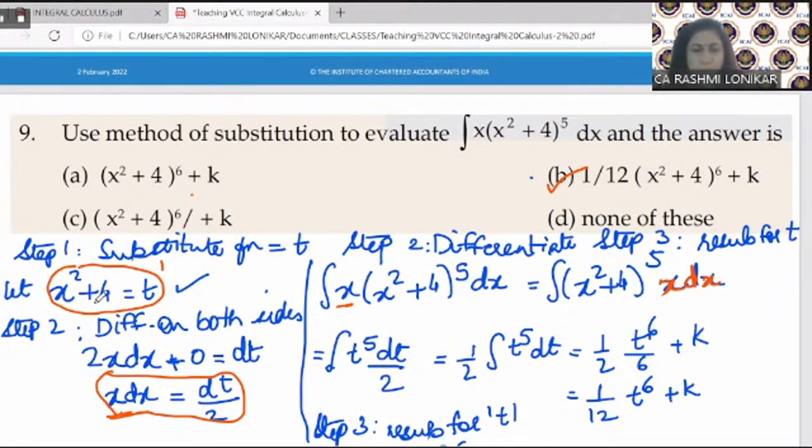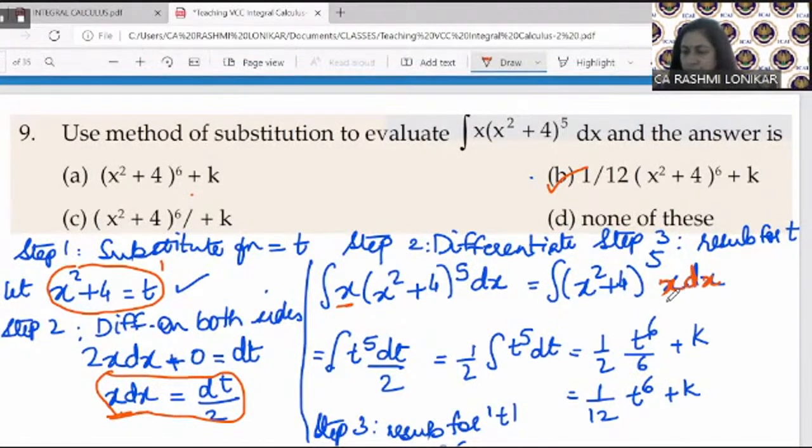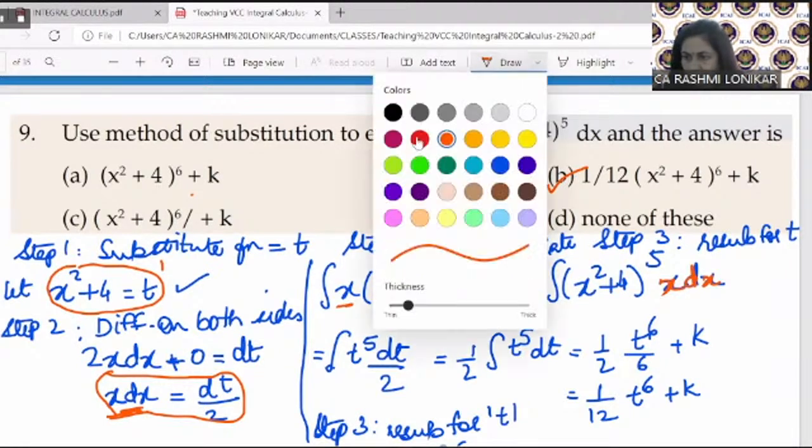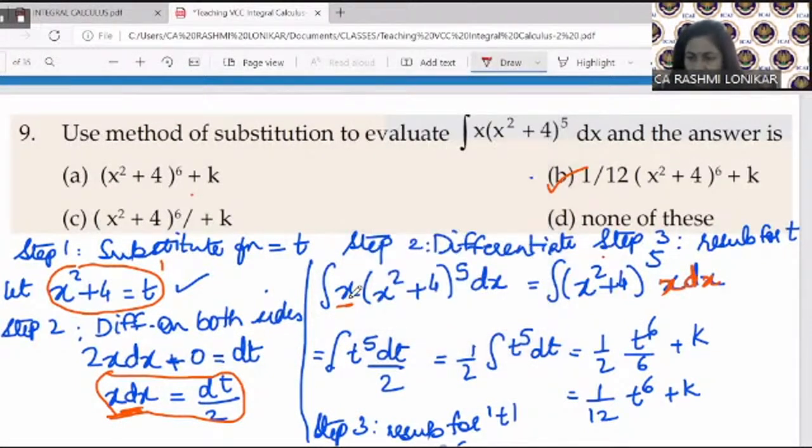Okay, so what have we done here? We have put in x square plus 4 as t, then we differentiated it, then we will put in instead of x, okay, we need what? x dx here. We need x dx. So what do we have in the function? We have x. You can see x here and dx here. So we first wrote x square plus 4 and then we wrote down x dx.